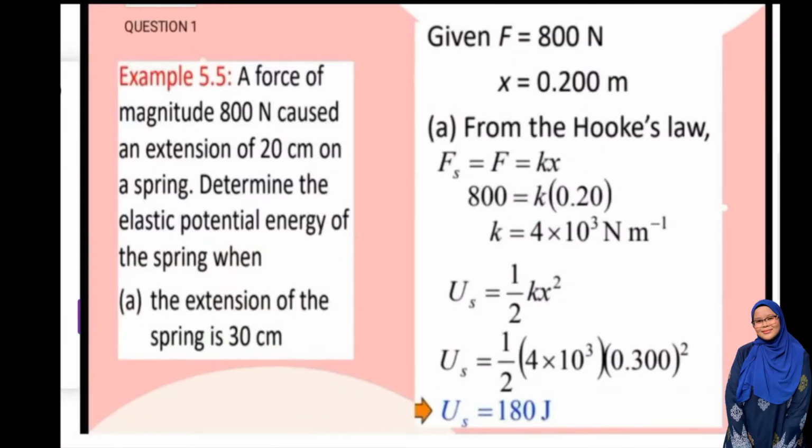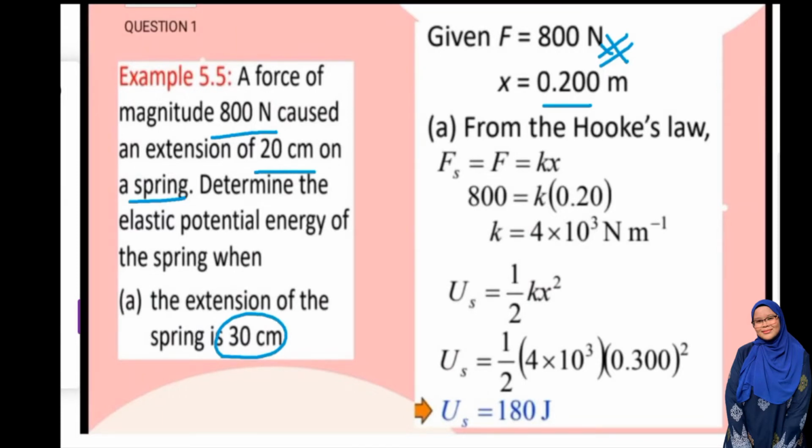Okay, so basically this lesson is not complete without questions, so I prepared for you guys a few questions for 5.2. Question 1 states that a force of magnitude 800 Newton causes an extension of 20 centimeter on a spring. So for me, I will take out the information given. Force given is 800 Newton and the extension is 20 centimeter. We have to convert into meter, so we get 0.2 meter. The question asks us to determine the elastic potential energy of a spring when the extension is 30 cm.